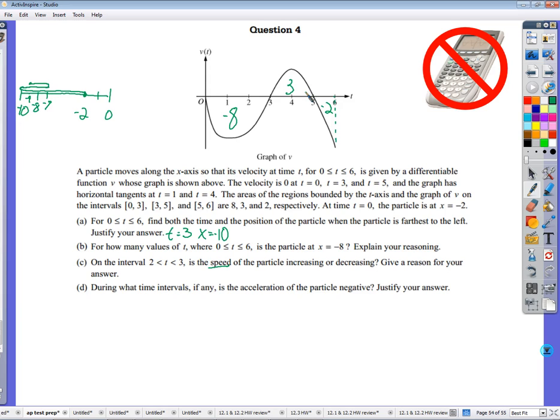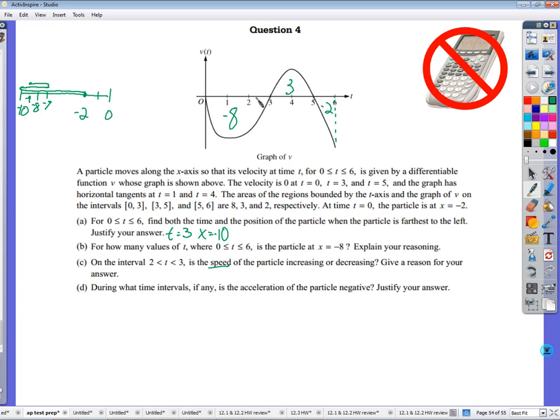So from here to there, is the acceleration positive or negative? Positive. Okay, so how do we look at this graph and determine what kind of acceleration it is? The slope. The slope, yeah. The derivative of position is velocity. The derivative of velocity is acceleration. We have the velocity function, so we take the derivative of the velocity function.